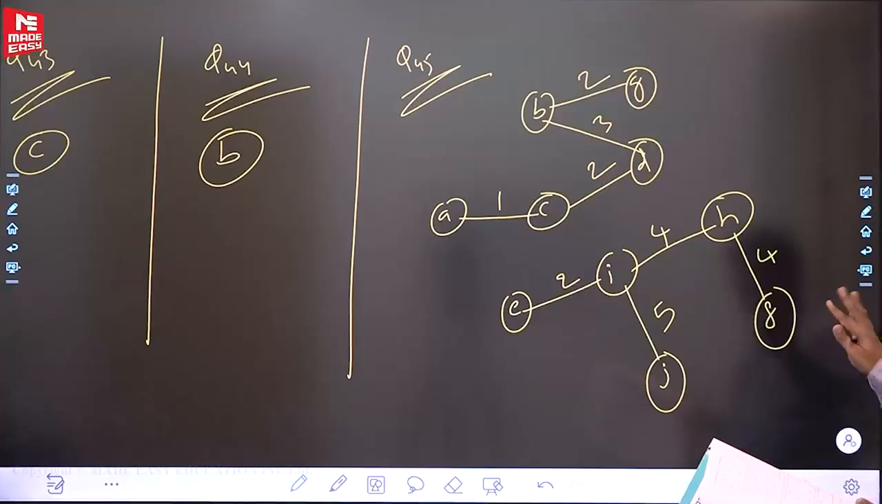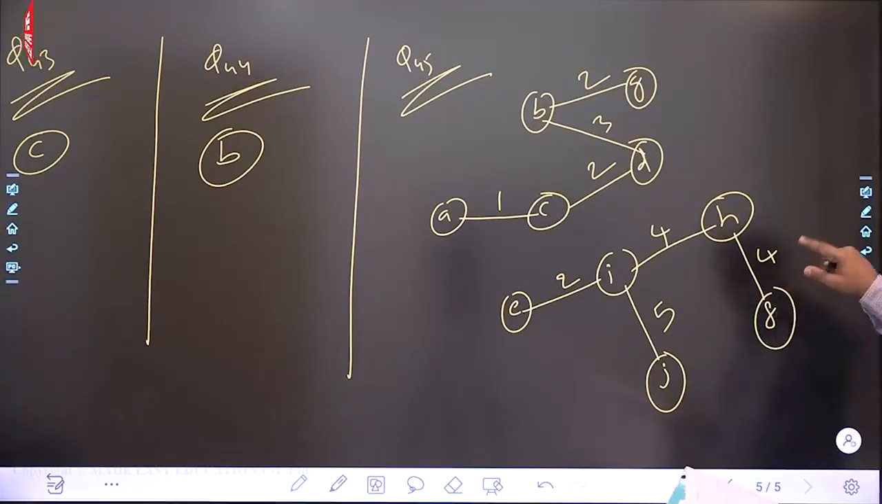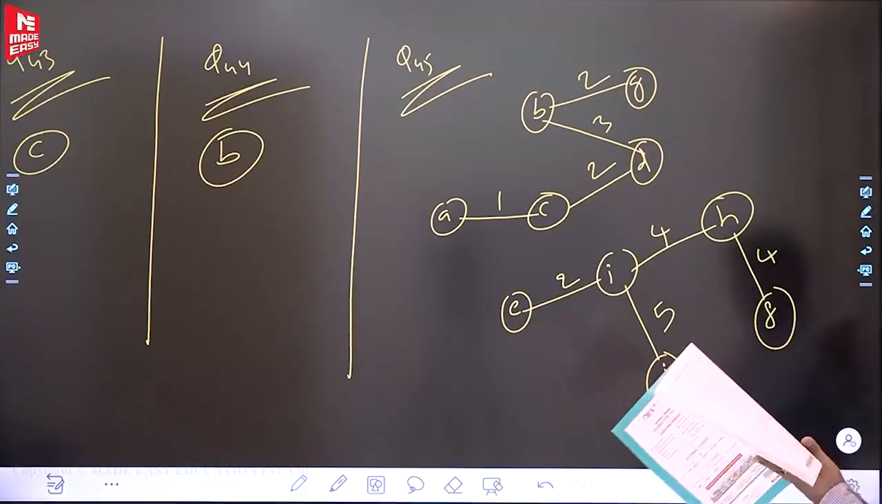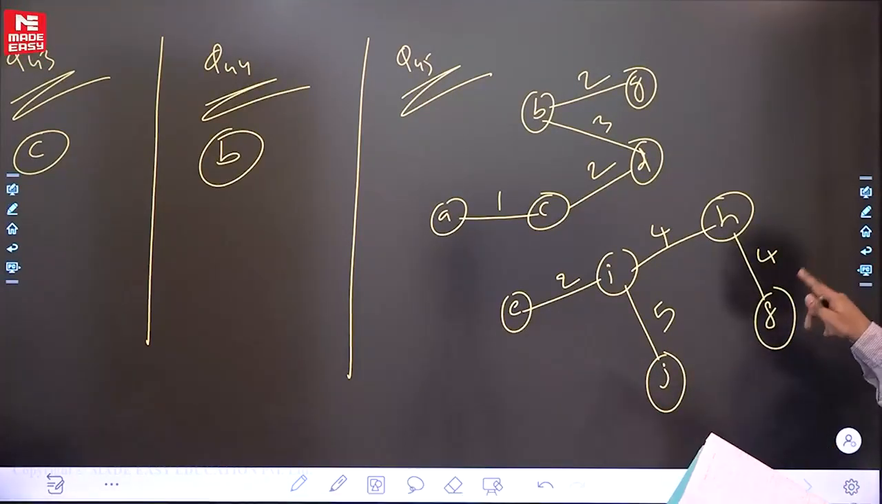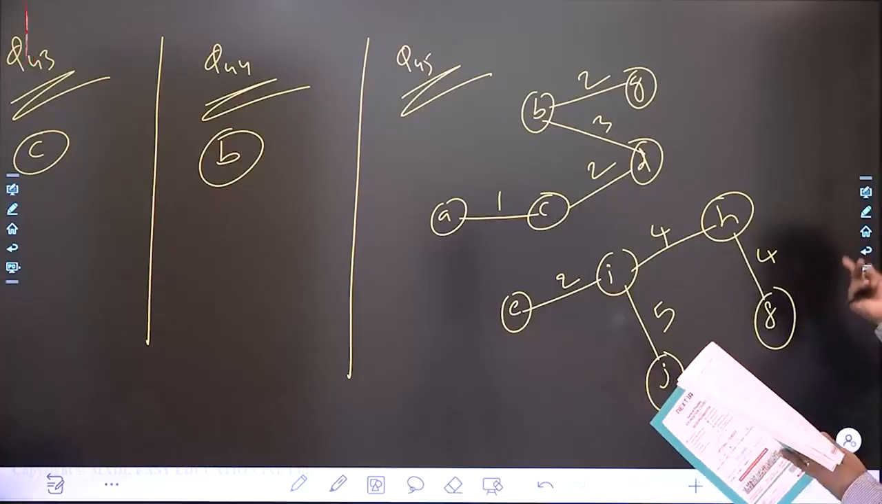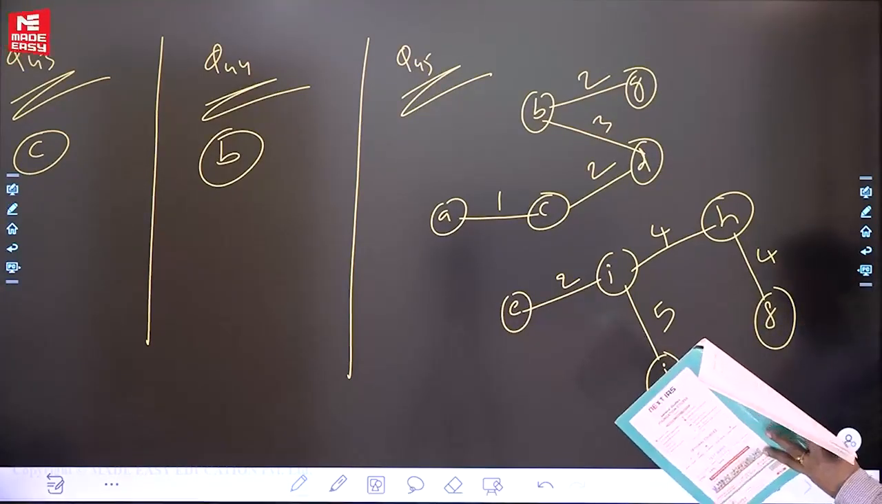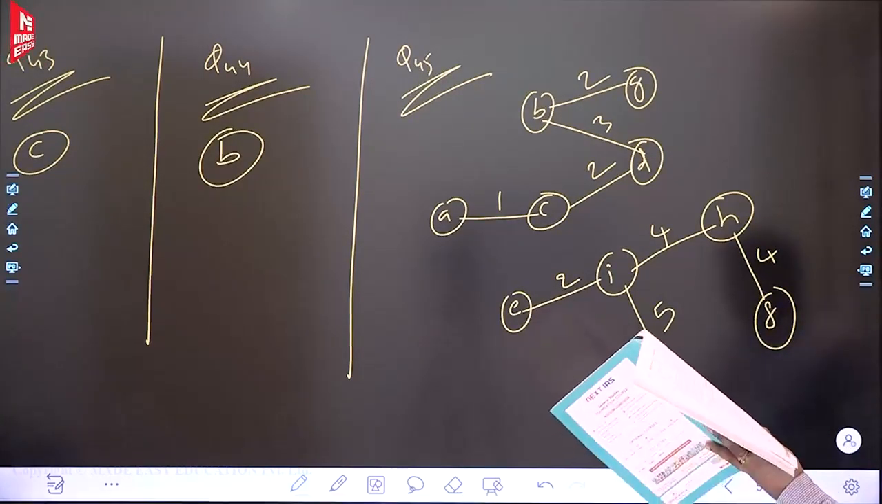This graph contains, let me check how many vertices: A, B, C, D, E, next F, then G, H, I, J. I think all vertices are there. But one thing, the graph is still disconnected, so we have to continue further. Is there any one more 5?